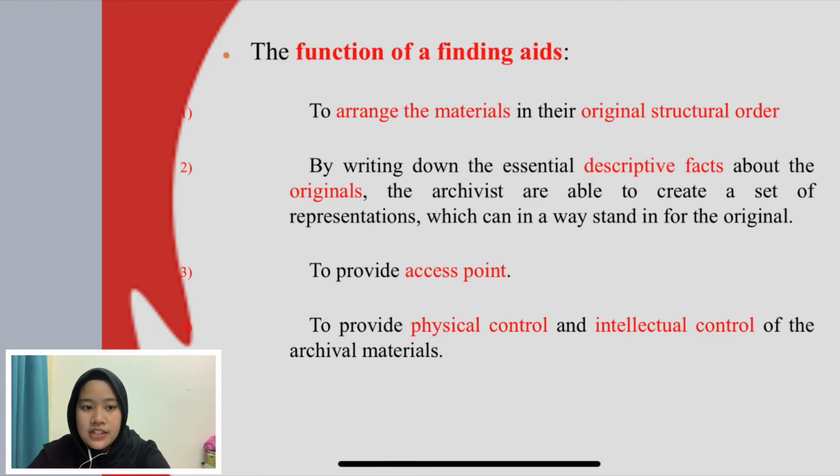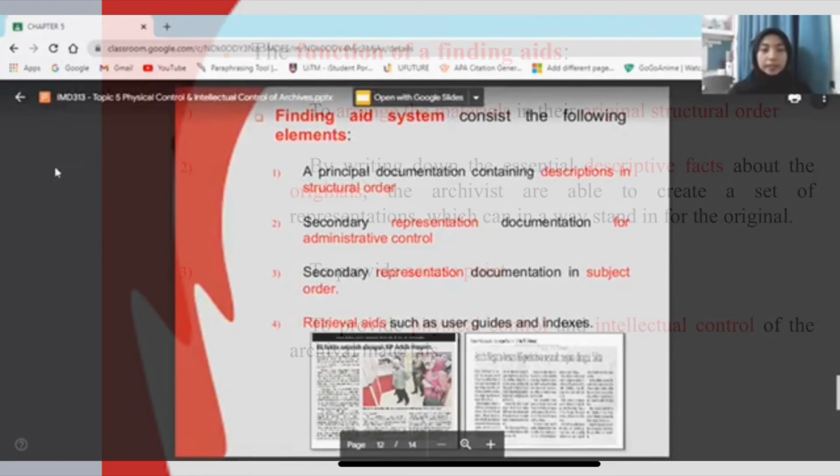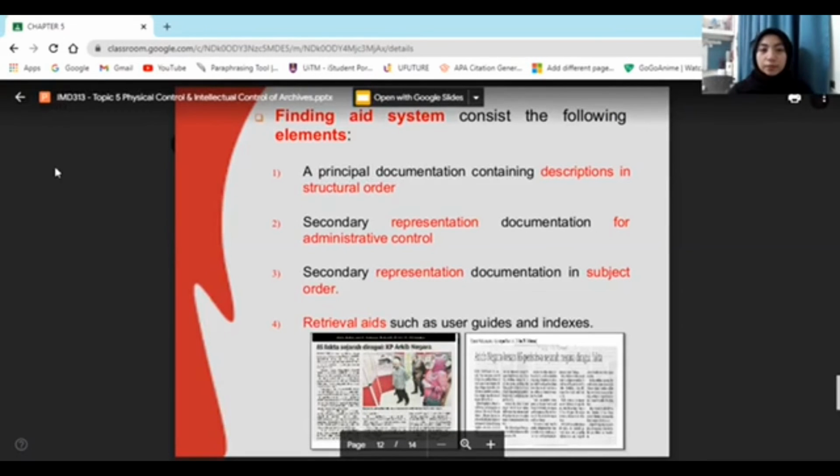The function of a finding aid is, first, to arrange the material in its original structure order. By writing down the essential descriptive facts about the original, the archivists are able to create a set of representations which can in a way stand in for the original. That is to provide access points, and last but not least, to provide physical control and intellectual control of the archival material.